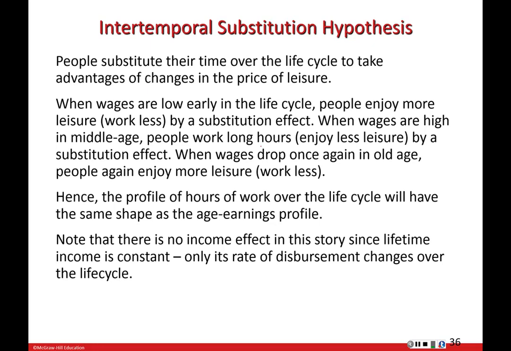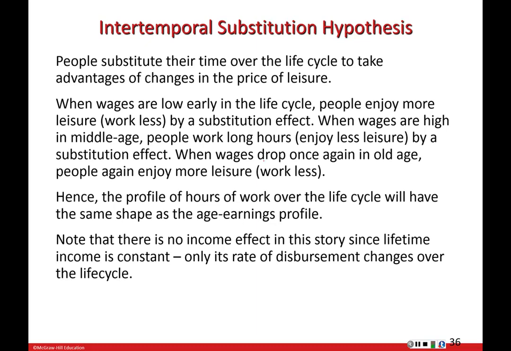Now, in this intertemporal substitution hypothesis, there is no income effect in this story. Why is that? Because lifetime income is constant. Only its rate of disbursement changes over time. So you're talking about a worker whose lifetime income is actually constant. It's just that it's paid differently over the life cycle. Think of this pot of money. That's your destiny. There's a fixed amount of money that you're going to earn over your life, and it trickles down to you from year to year.